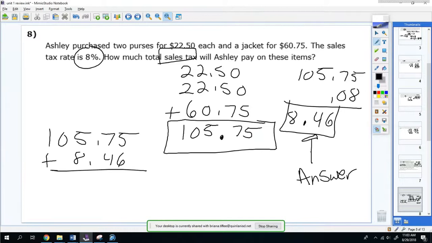So when you finally add them together, you get $114.21. And that's how much she'll have to pay for her total purchase price. But again, they're only asking for the amount of tax she has to pay.